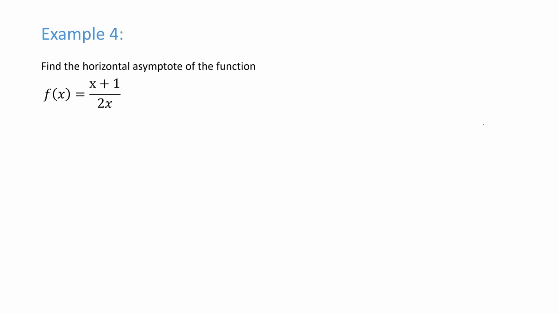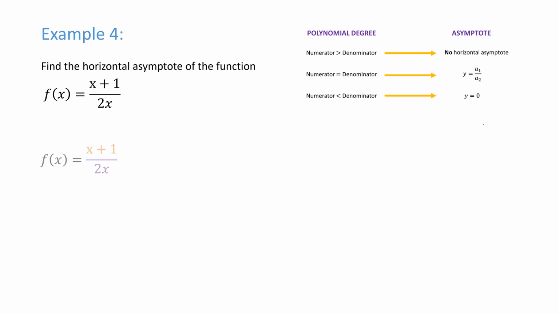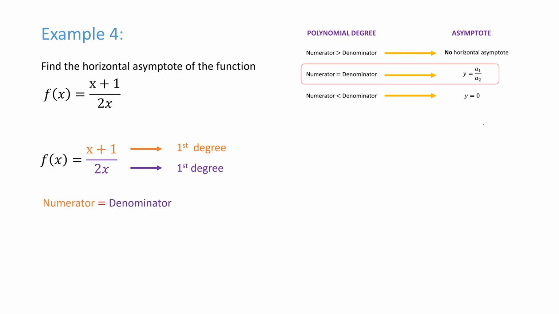We need to find the horizontal asymptote of the function x plus 1 over 2x. We check the degrees of the numerator and the denominator. The degree of this numerator is first degree, and the degree of the denominator is also first degree. If we compare them, we see that they are the same degree. That would be the second case, where it does have a horizontal asymptote at y equals a1 over a2. a1 corresponds to the coefficient of the first term of the numerator, and a2 corresponds to the first term of the polynomial in the denominator.